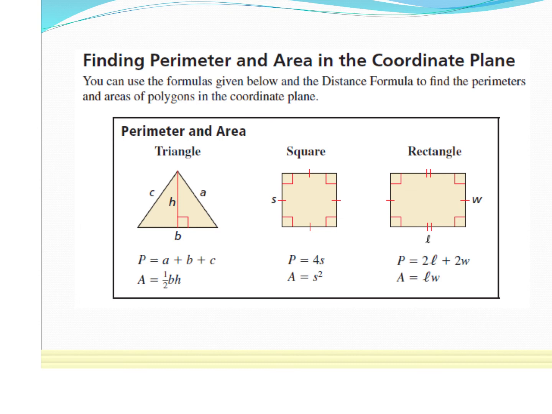So for perimeter, when it's a triangle, all you're doing is adding up the 3 sides. So in this triangle, they have A, B, and C. You would just add those. The height would not be part of the perimeter. It's not an outside edge. You would use the H there. That's the height of the triangle. You would use that for the area formula.